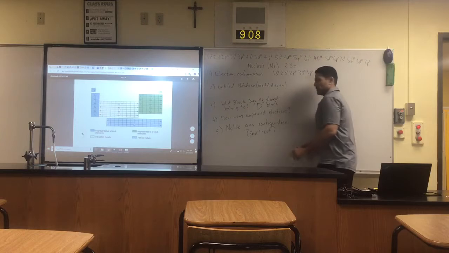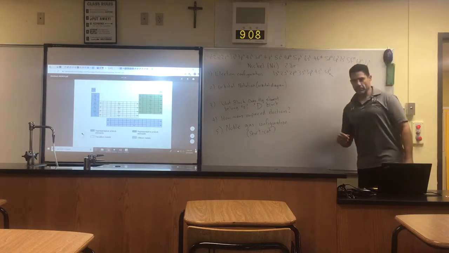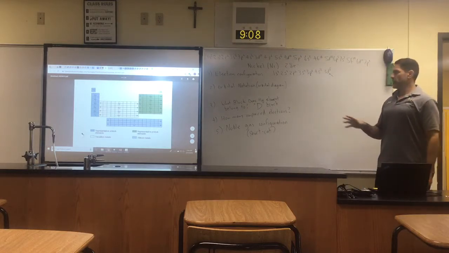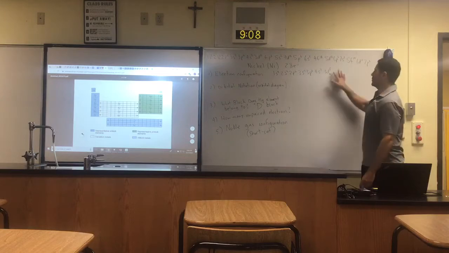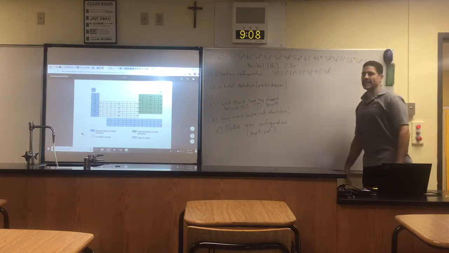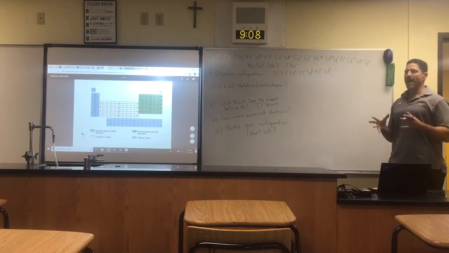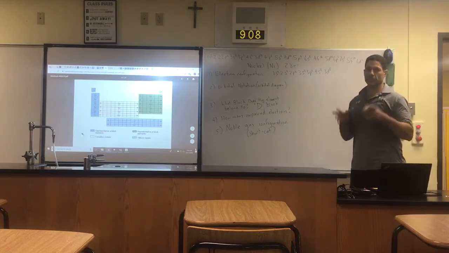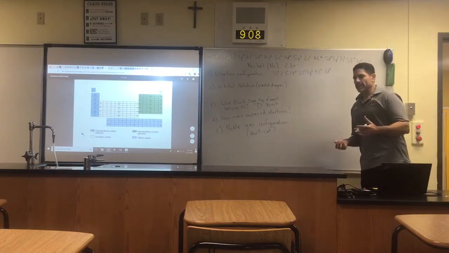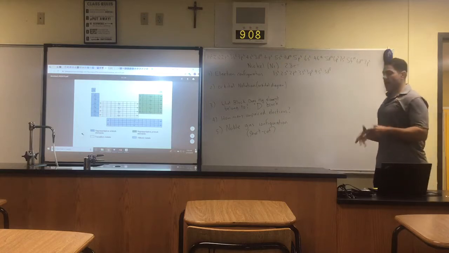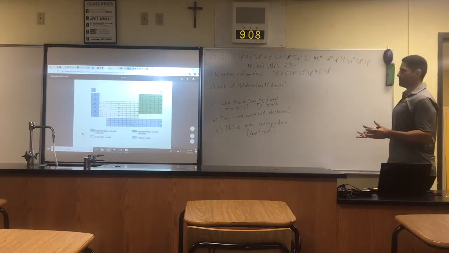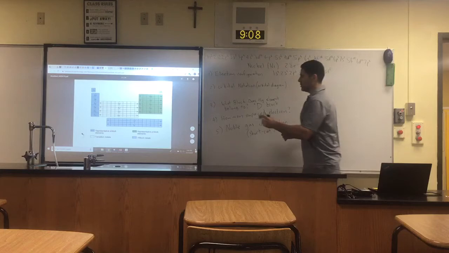Now, here's what we're going to do. We're going to do an orbital notation. The difference is we're not going to use superscripts. We are going to use arrows to represent the electrons. And we're going to draw boxes. The boxes are going to represent the rooms or the orbitals. Now, what you need to remember is how many boxes to draw. And I think you guys know this already.